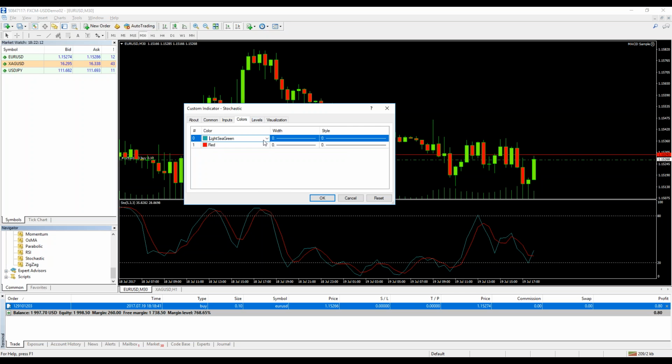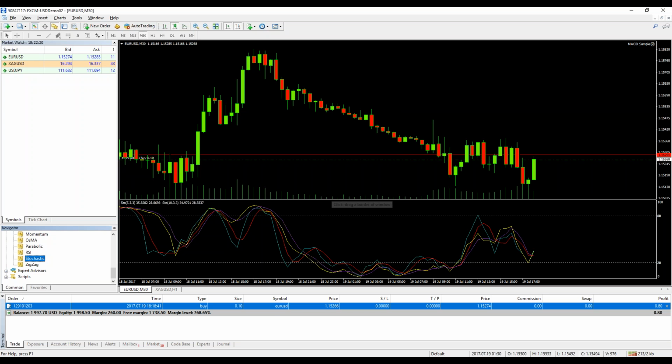Colors, obviously you want it more easy to pick up, so I'll edit that as well. The red, make it purple, and then we click OK, and then you have another stochastic over here, with a different speed of its movement.